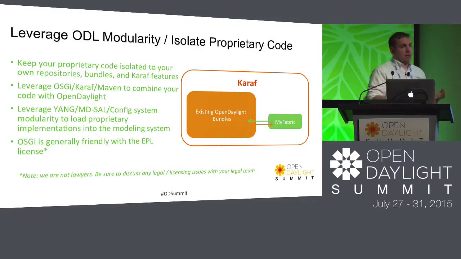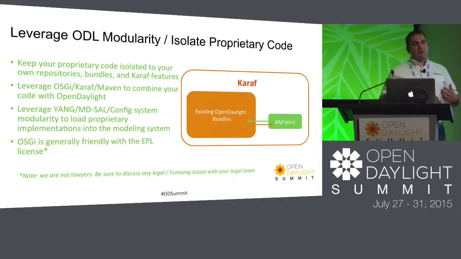We have OSGi, we have the Karaf container, we have Maven to make the build process easier, and then we also have YANG and MD-SAL that a lot of investment has gone into, and the config subsystem, to make it really, really flexible. So you have this great, really flexible core, and it's there for the sole purpose of allowing you to separate your applications out from the existing OpenDaylight stuff and have it be more plug and play, instead of "I'm going to modify what's there because I need to just tweak it slightly." It's harder, it takes more discipline, but it's the only way you can move forward and stay up to date with OpenDaylight.